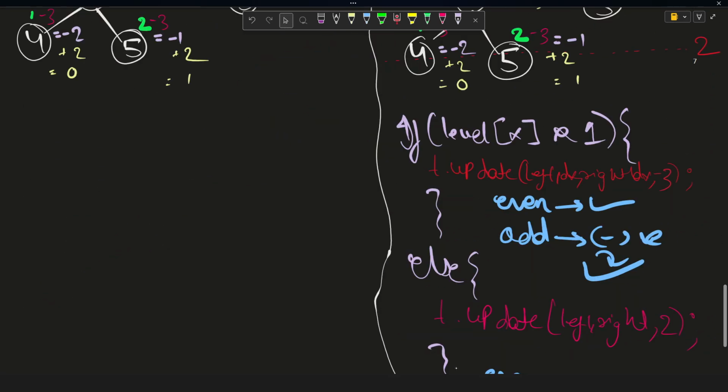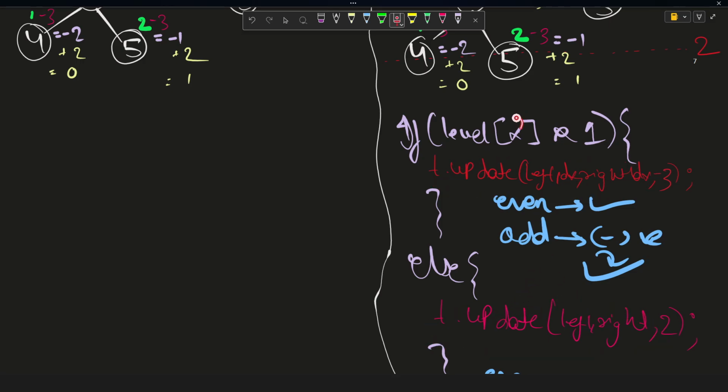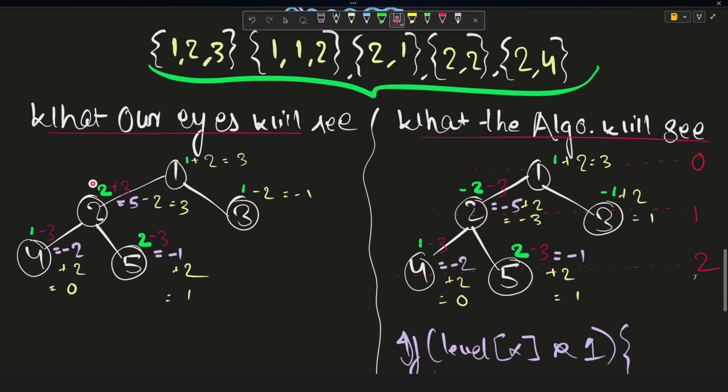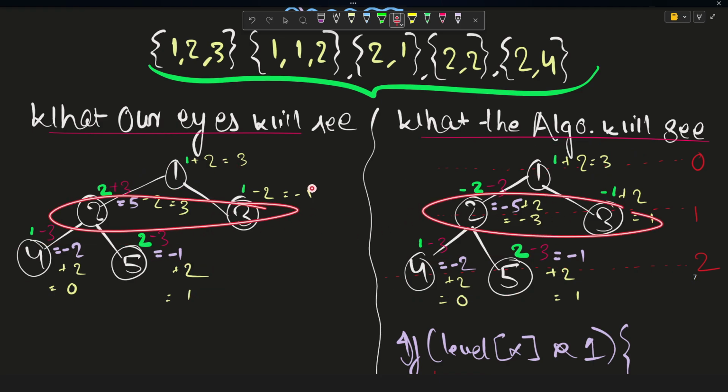Right? That's why whatever answer these queries return, I will check if the level of this xth node is even or odd. If it is odd, then I will take the negative. Otherwise, if it is even, it means that it will hold the correct values, just as we saw for these two even levels. So it will always hold the correct values, but for the odd levels, it will hold the negative of what value should be present. So I will just take the negative.